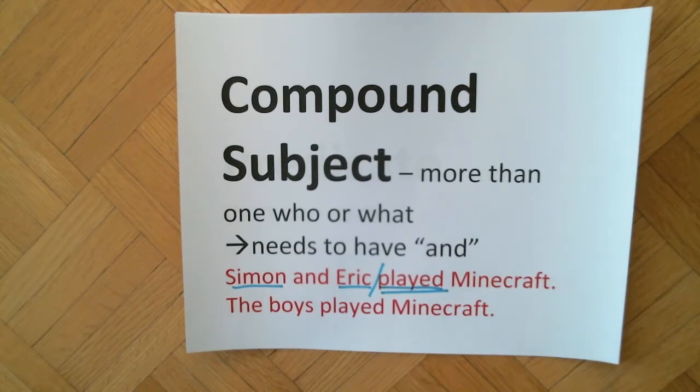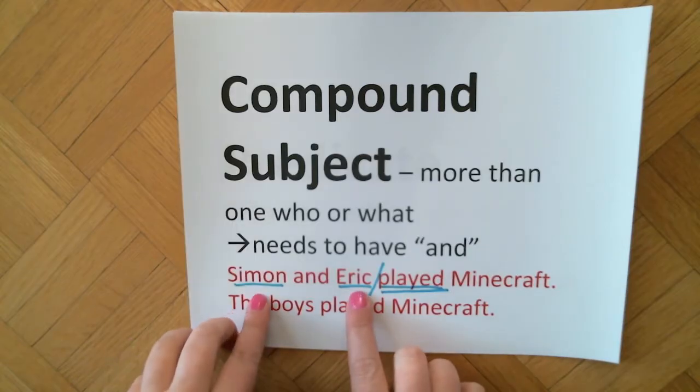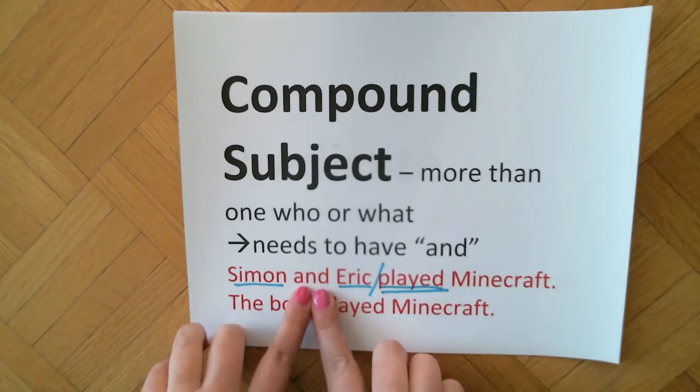Simon and Eric are both subject words here, both simple subject words here. I don't have to try to decide who's more important. Is it Simon? Is it Eric? Do I choose the first one? Do I choose the second one? Simon and Eric, by the way, are both equally important, and so I don't need to try to decide who I will underline. I will underline them both. Problem solved. Again, it needs to have the word and.